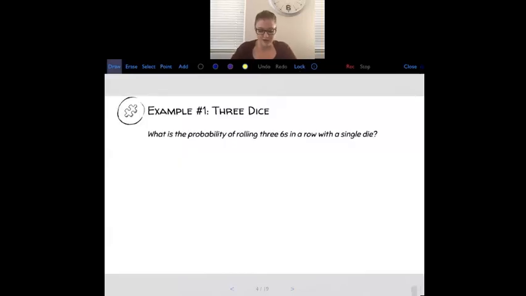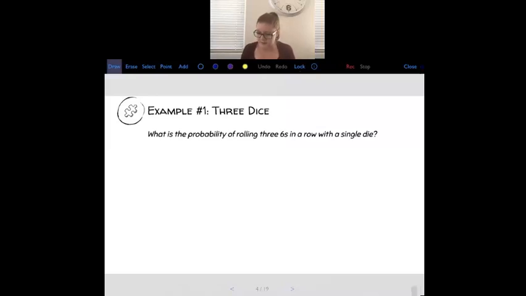Okay, so here we go. Example, rolling 3 dice. What is the probability of rolling 3 sixes in a row on a single die? So the way this would be set up, you have to determine what type of event it is in order to know how to calculate the probability. So when you're rolling a fair die, the second roll doesn't depend on the first roll. The third roll doesn't depend on the first or the second rolls. So these are independent events, and so we would calculate the probability of each event and multiply.